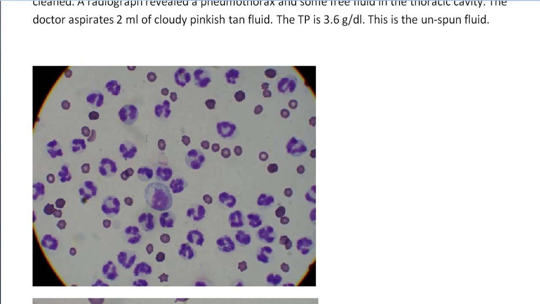So the first question is, what type of fluid? This is an exudate due to the high total protein and cellularity of the fluid. The predominant cell type is degenerative neutrophils, making this an inflammatory effusion.